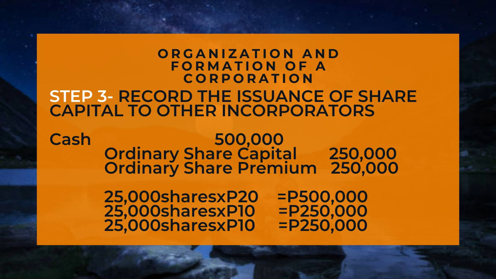25,000 shares times 20 pesos is equal to 500,000 pesos. 25,000 shares times 10 pesos is equal to 250,000 pesos. 25,000 shares times 10 pesos is equal to 250,000 pesos.